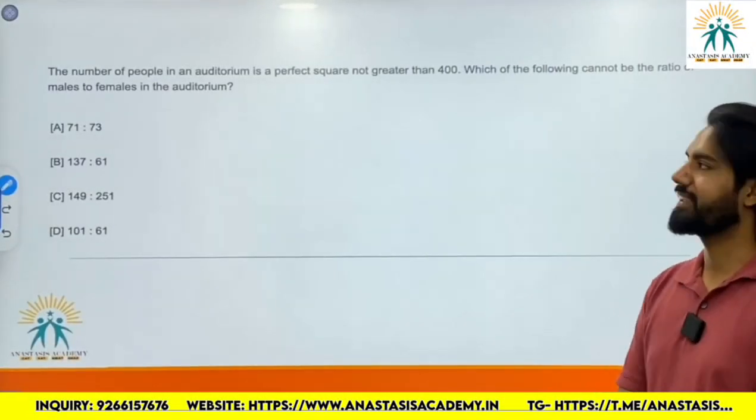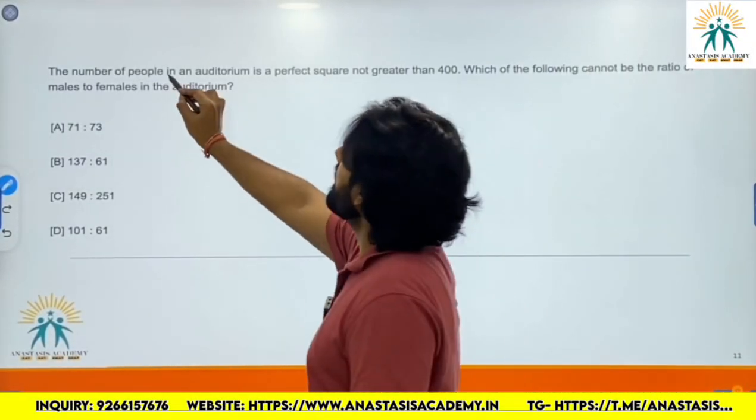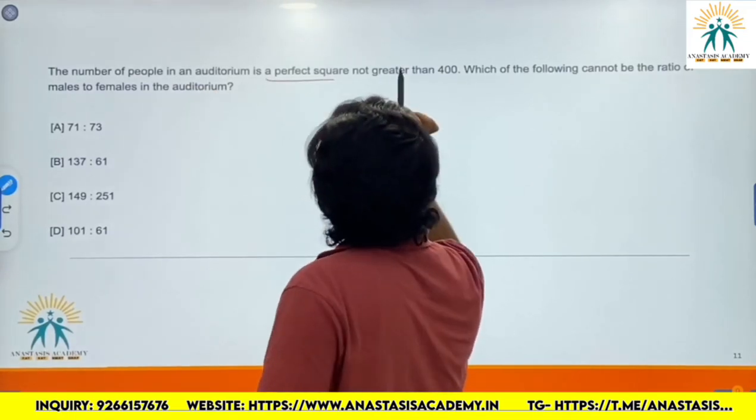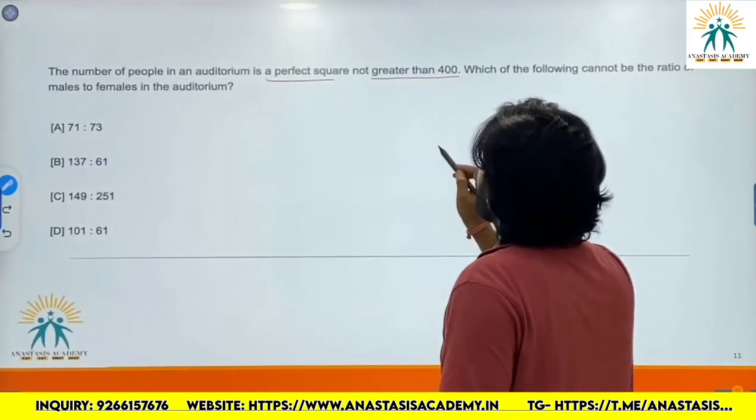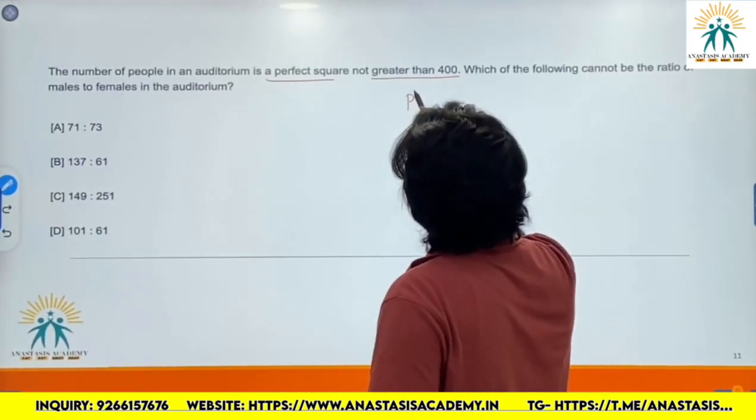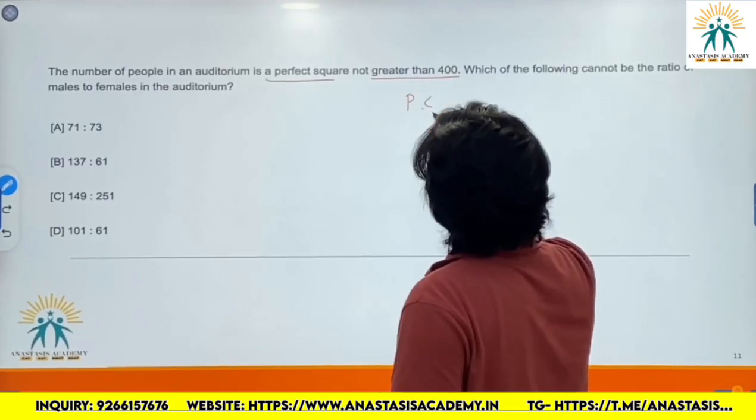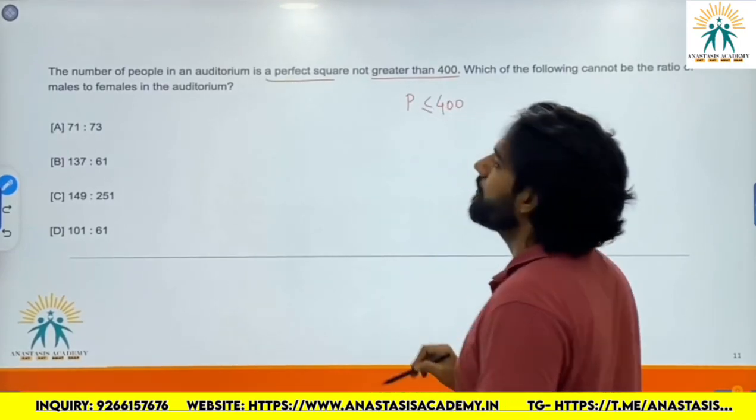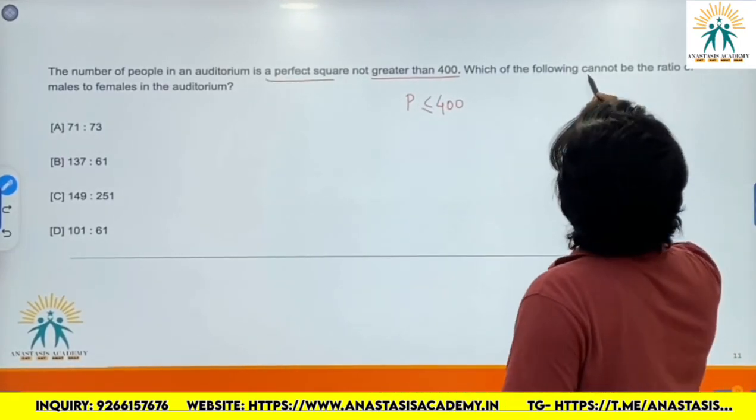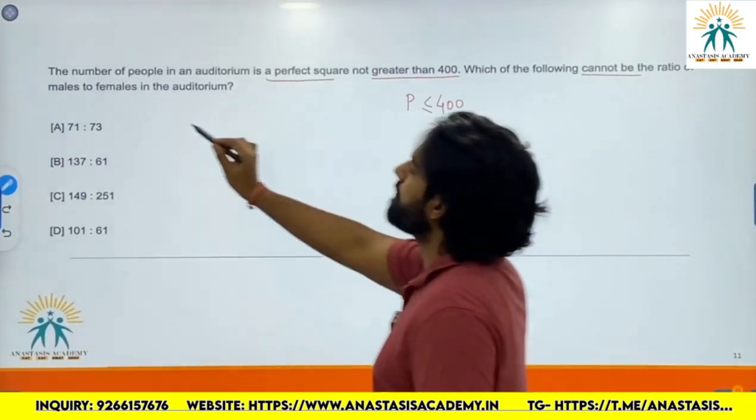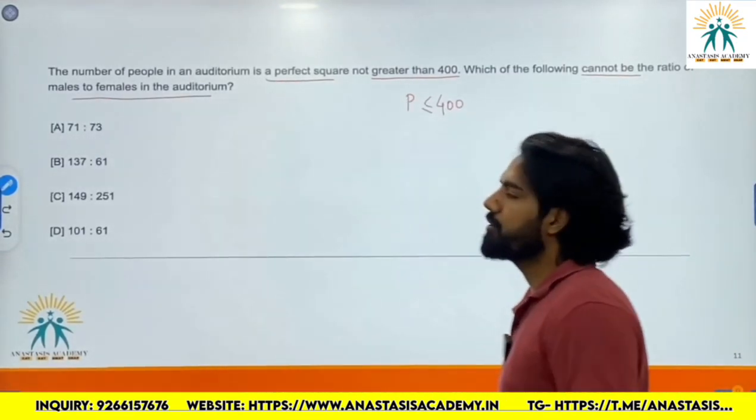Let's solve this question. The number of people in an auditorium is a perfect square not greater than 400. So the number of people is a perfect square which is less than or equal to 400. Which of the following cannot be the ratio of males to females in the auditorium?